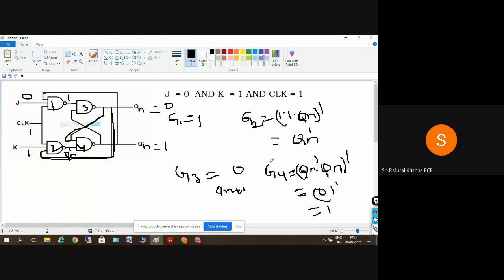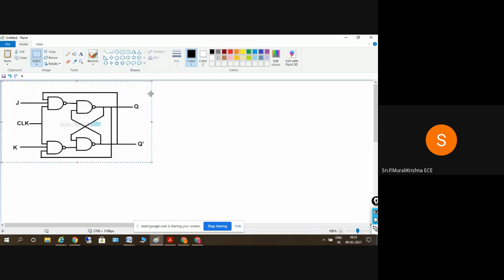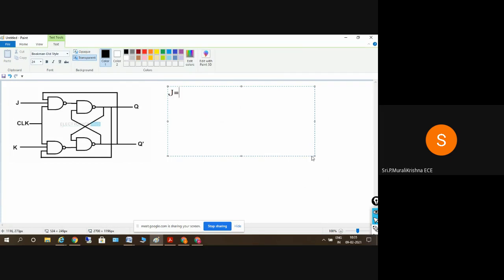So the next thing is J is equal to 1 and K is equal to 0 and clock is equal to 1.